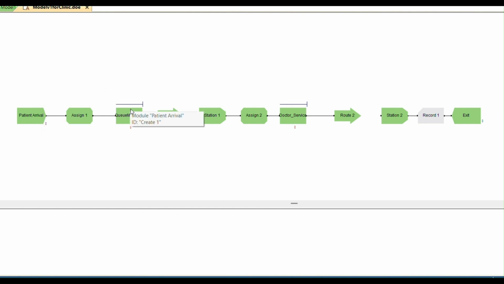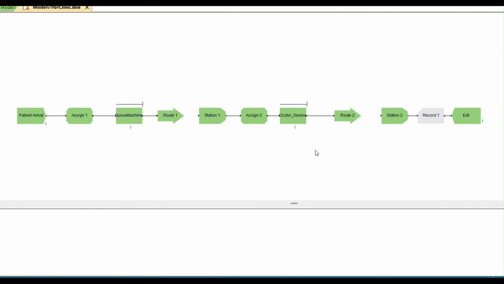After that, they'll be checking in at the first process, which is the queue machine, and then station and route logic are used here, and then going to the doctor service, following a route and station logic also, and then record how much time each patient spent at the clinic.